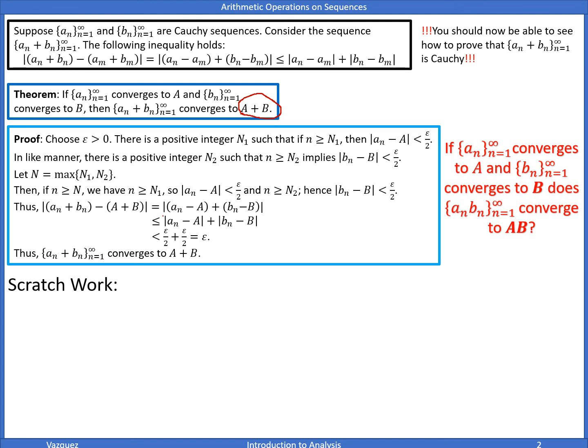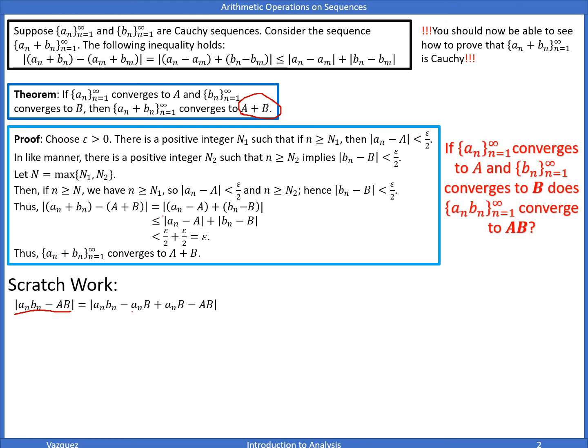What can help us, as mathematicians, is to start with the end result that we want and work backwards to see what we need to modify to make the proof work. So here we have a_n b_n minus ab, right? This is what should happen if the sequences multiplied do converge to a times b.